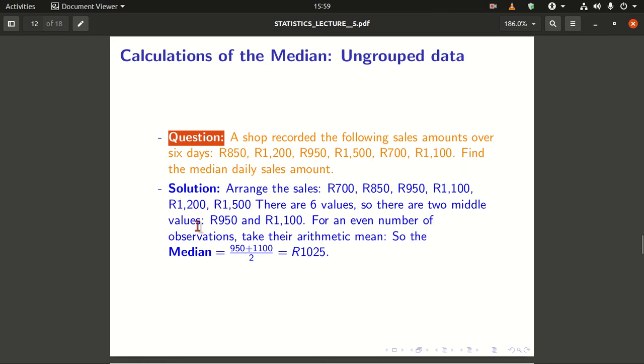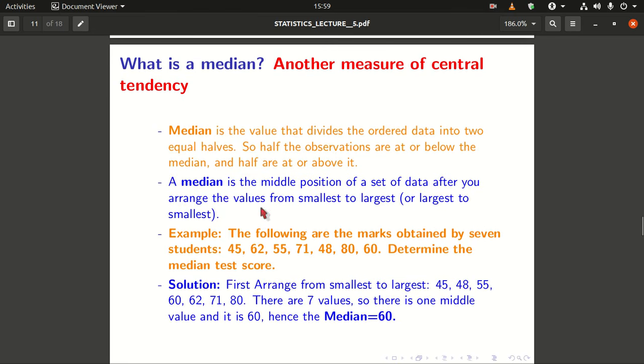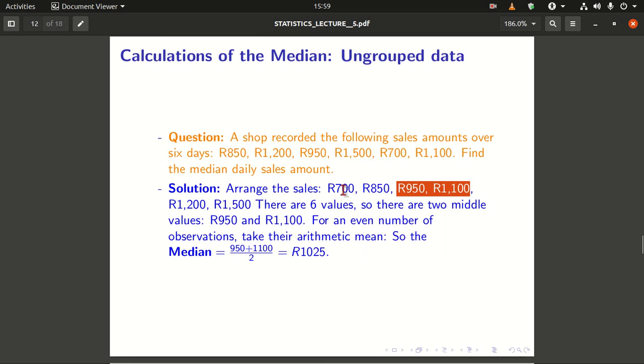So there are 2 middle values here. Let's just look at this one. 1, 2. I'm just going to highlight these 2. I have 1, 2 on this side and 1, 2 on the other side. Now, where is the median? Remember, we said the median is the middle position. It is the value that is sitting in the middle. But now when you look at this one, we have 2 of these things.